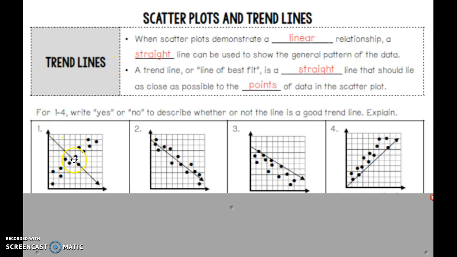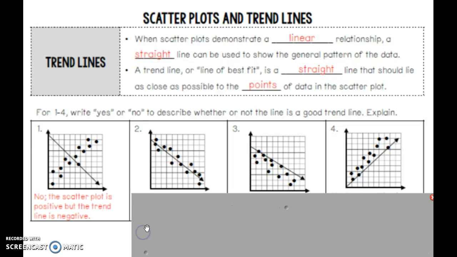We practiced looking at points the other day about scatter plots when the points increase from left to right. This has a positive slope. This trend line is not drawn well because it is totally going against the points that we've been given. So this is not a good trend line to draw. The points have a positive trend and the line is drawn with a negative slope, so that is not correct.